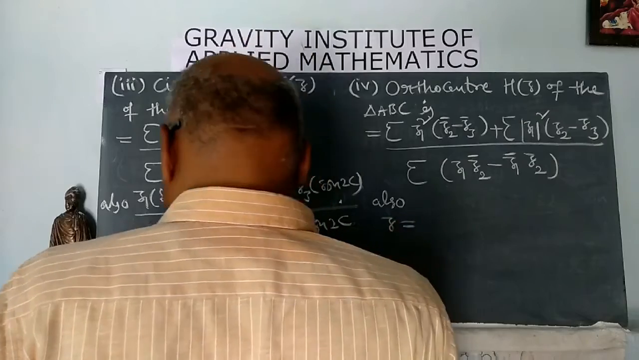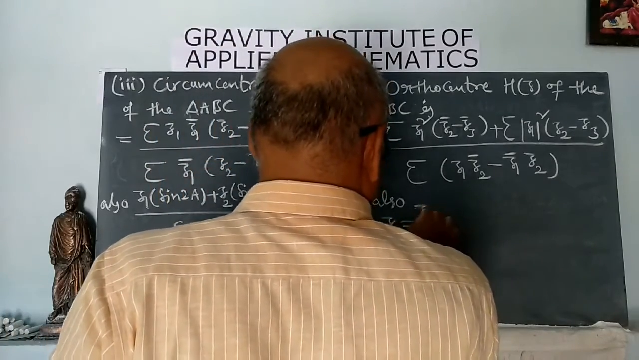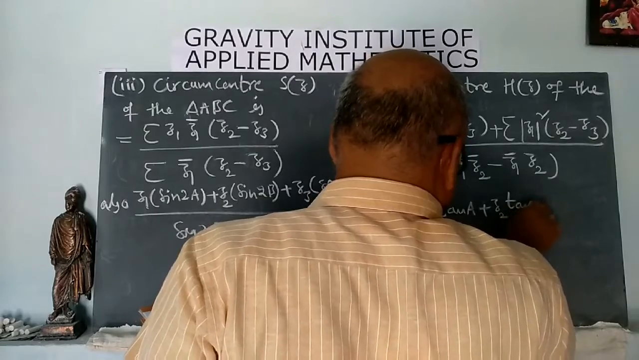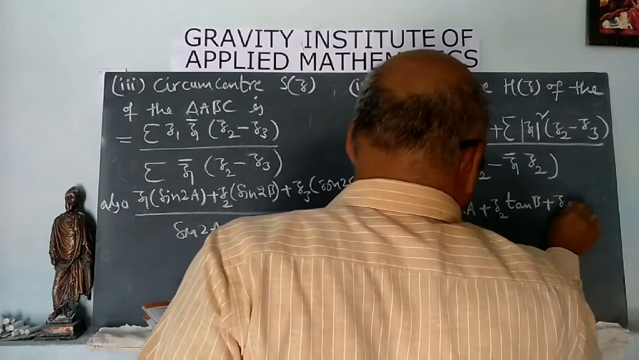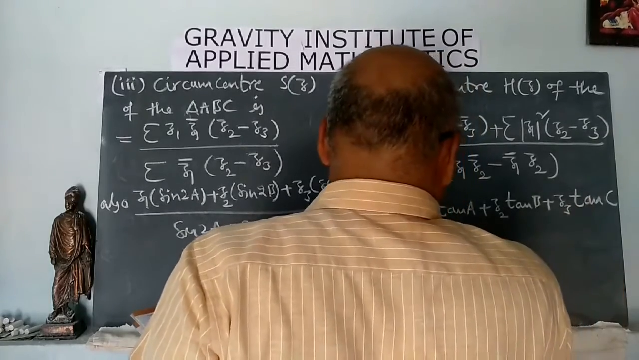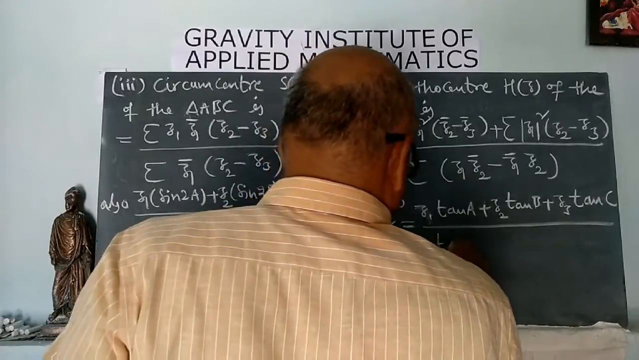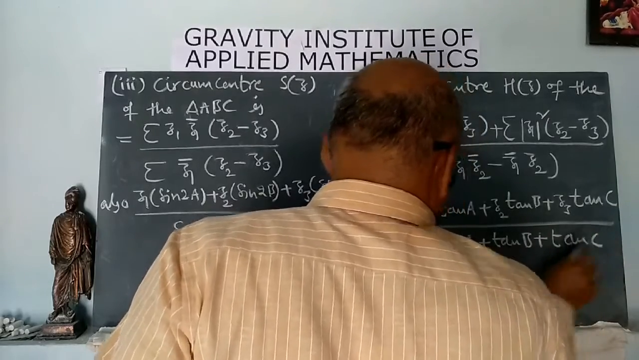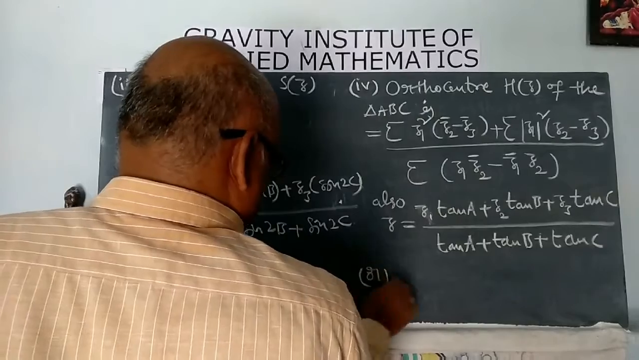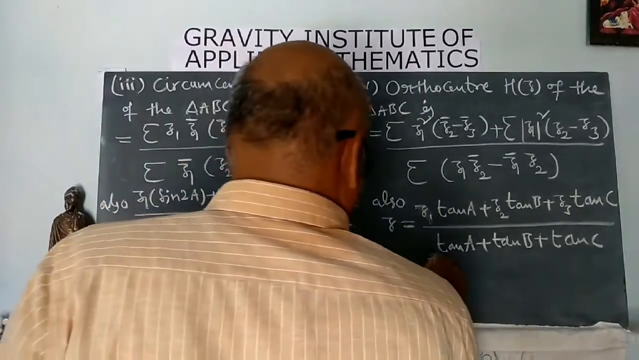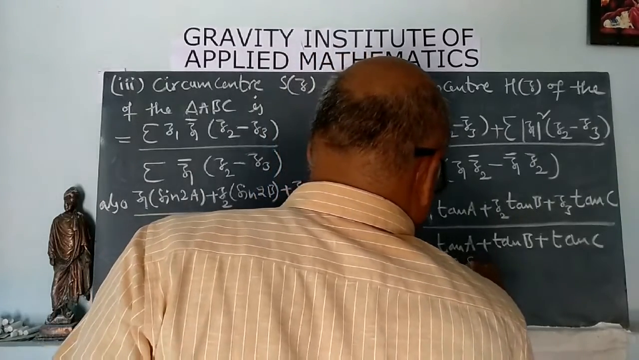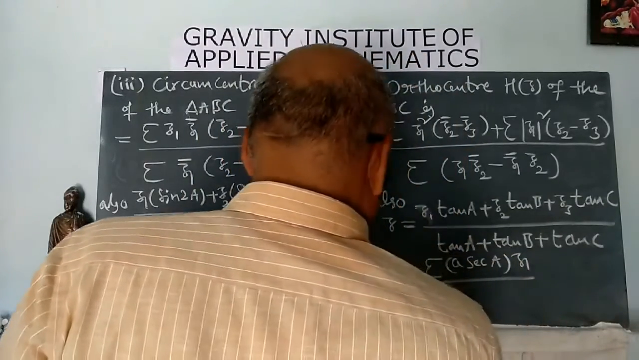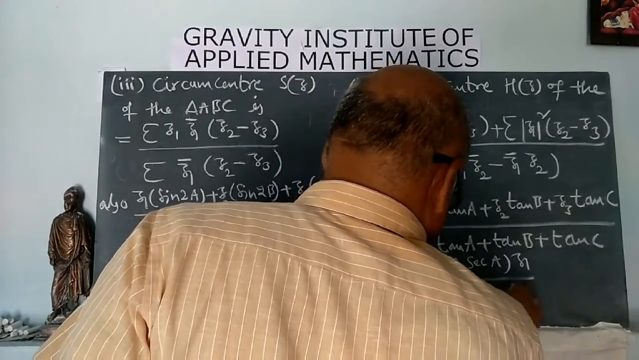And also Z is equal to Z1 tan A plus Z2 tan B plus Z3 tan C whole by tan A plus tan B plus tan C, or Z is equal to sigma A into secant of A into Z1 by sigma A secant A.